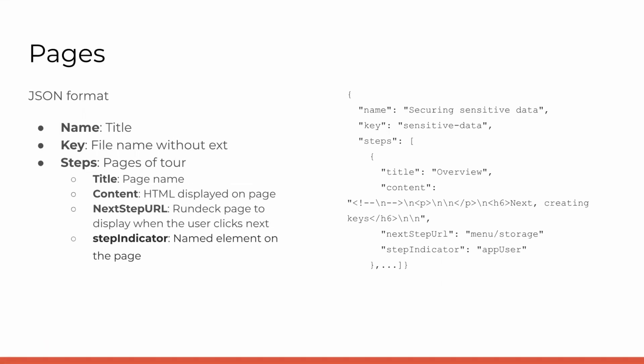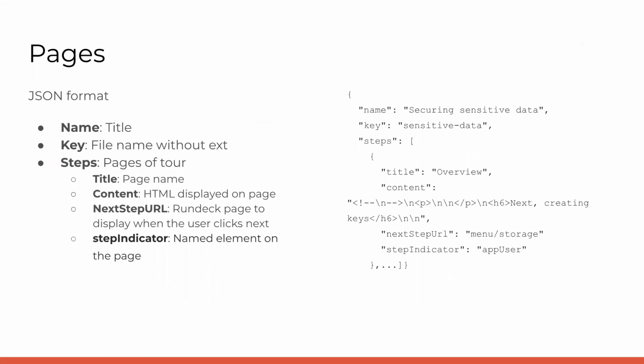The pages are a little bit more complicated to write. The name is actually going to be the title of the tour. I recommend matching those up from the manifest file. The key is going to be the file name, and it needs to match what you put in the manifest. The steps are going to be each of those pages of the tour. So this is going to turn into a long file in most cases.